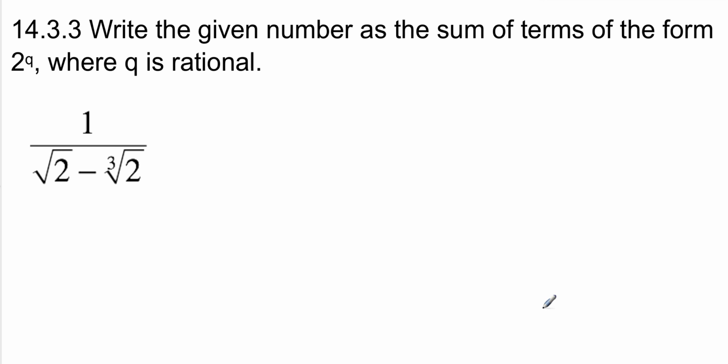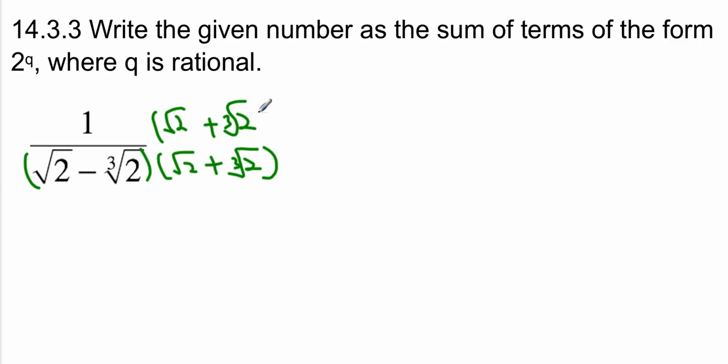Number 14.3.3. All right, so basically what we want to do is, maybe we'll try to rationalize the denominator. But we have a square root and a cube root combined together. So what if we were to get rid of the square root first? Because that seems to be easiest. So I'm going to multiply by its conjugate, which is radical 2 plus cube root of radical 2. So radical 2 plus cube root of radical 2.